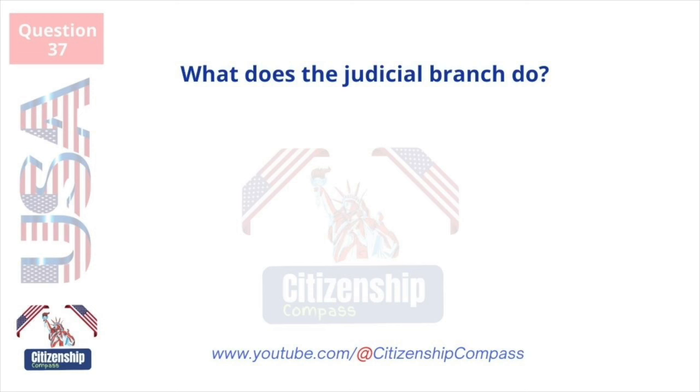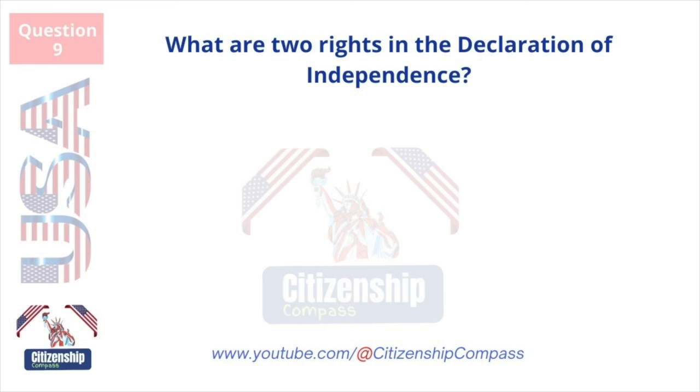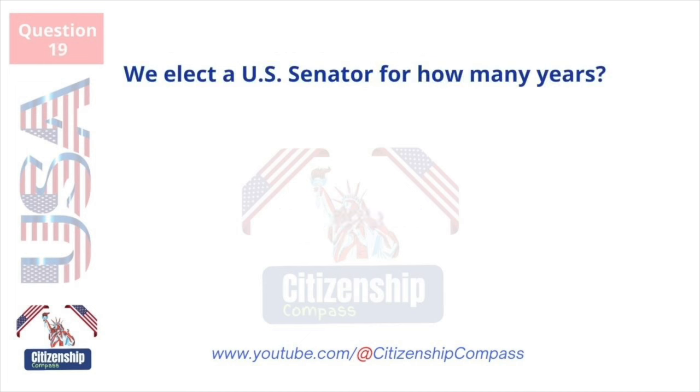What does the judicial branch do? Reviews laws. What are two rights in the Declaration of Independence? Life, liberty. We elect a U.S. senator for how many years? 6.